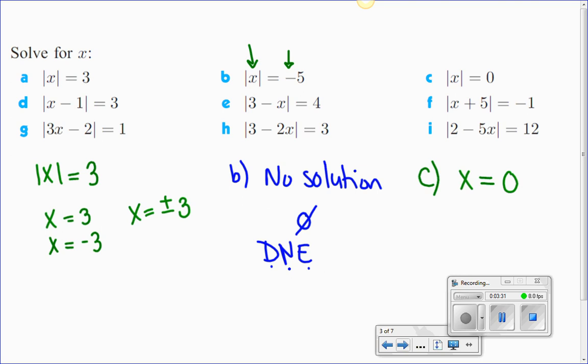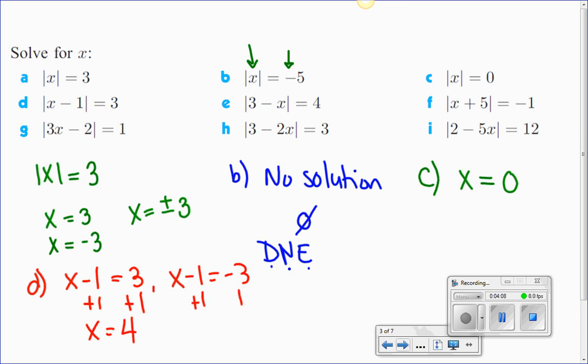Okay, for letter D, we're going to say that whatever is inside the absolute value is equal to positive and negative what's outside the absolute value. So we'll say that x minus 1, because that's what's inside the absolute value sign, is equal to positive 3, and we'll also solve x minus 1 is equal to negative 3. So we're going to write it as two separate equations. We're going to add 1 to both sides, and x is equal to 4. Here when we add 1, we're going to get x equals negative 2.